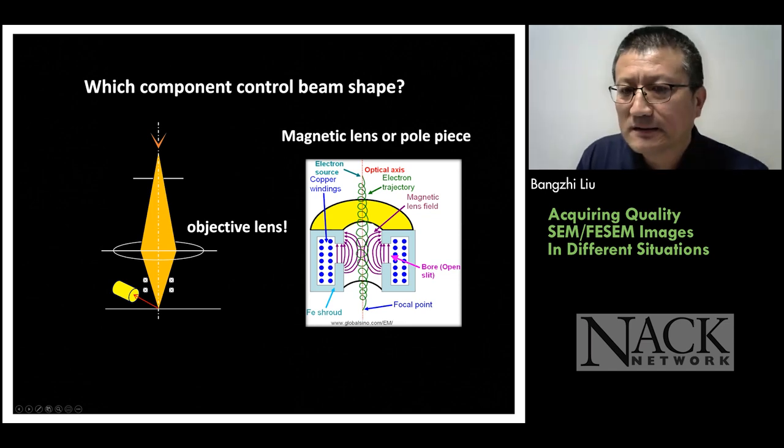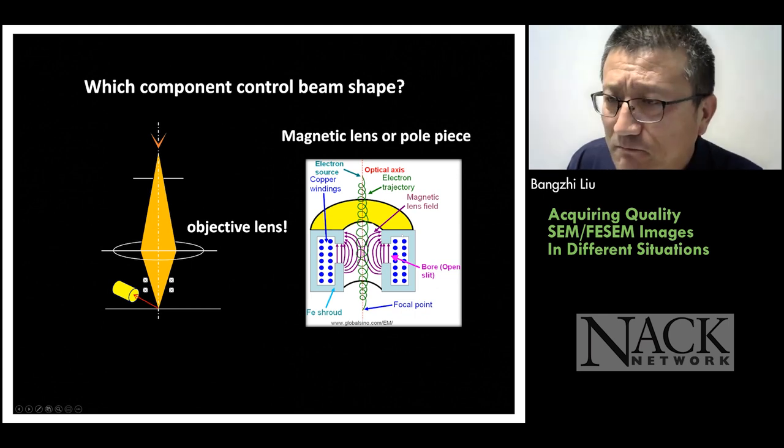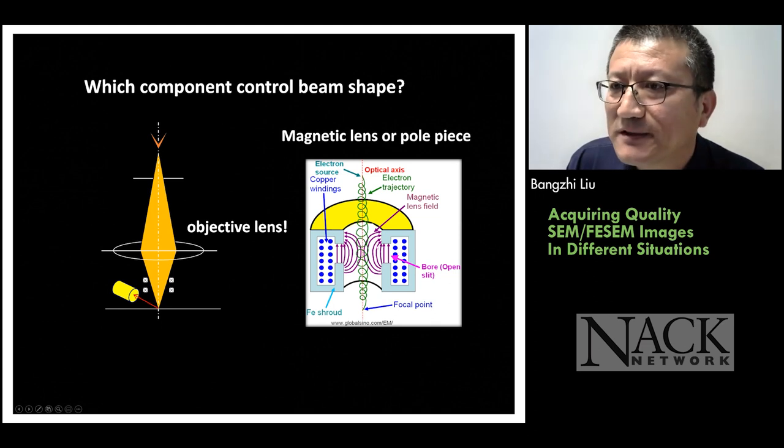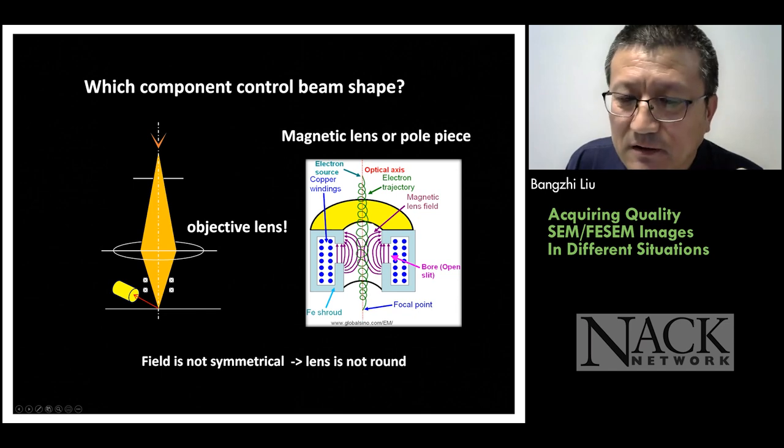But think about the pole piece. You have to machine the pole piece to perfect precision. Even if you have a 1 micron error, you will create imperfection inside the field. So in this case, if the field is not perfect, the beam will not be perfect. What do you mean? The lens actually has to be perfect to give you the perfect beam shape.